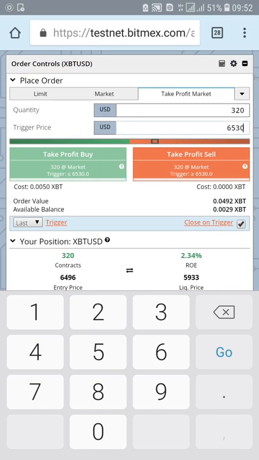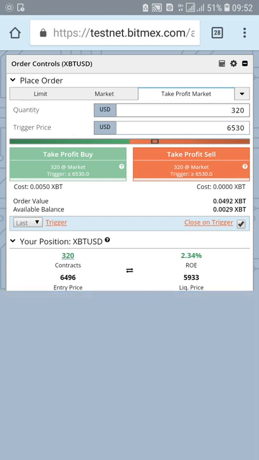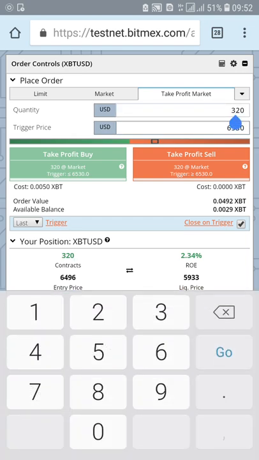You can take profit for all the contracts you bought, which is 320. You can decide to reduce it and say, okay, I want to take profit at this price for 200 contracts. And then you set another take profit for the remaining 120 contracts. It's your choice. So I'm taking profit for the entire 320 contracts at 6530.